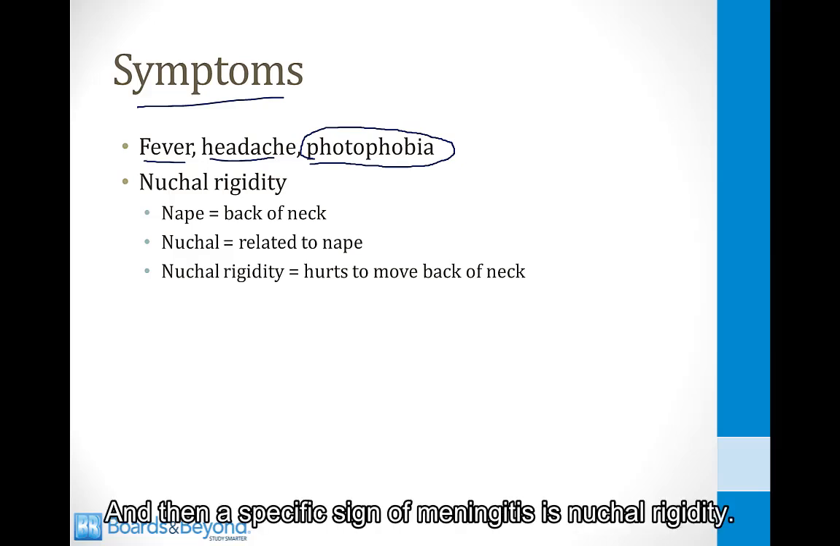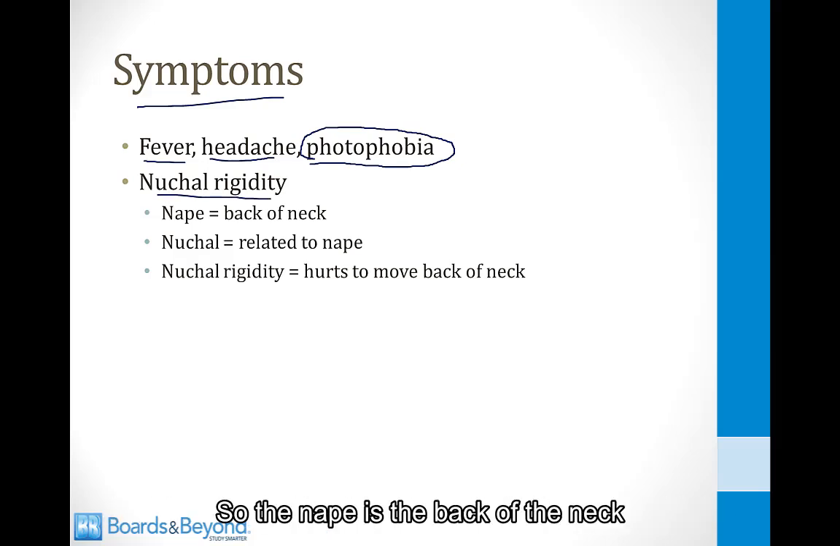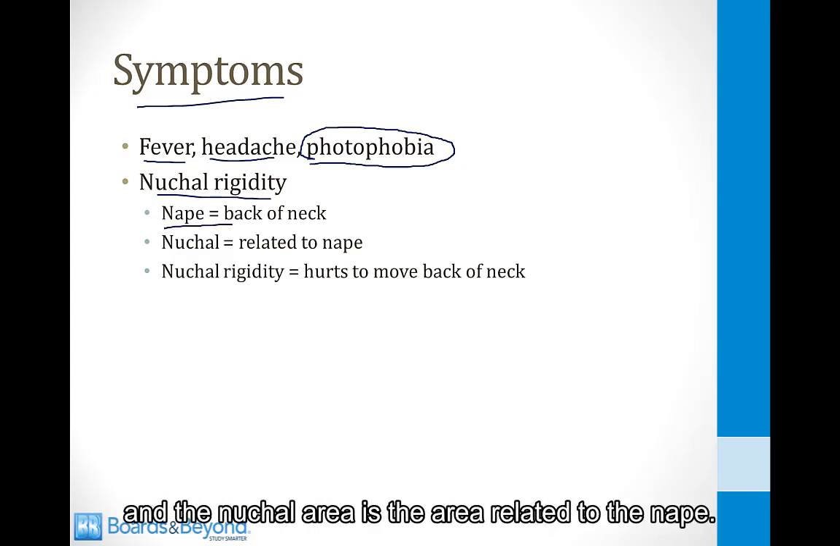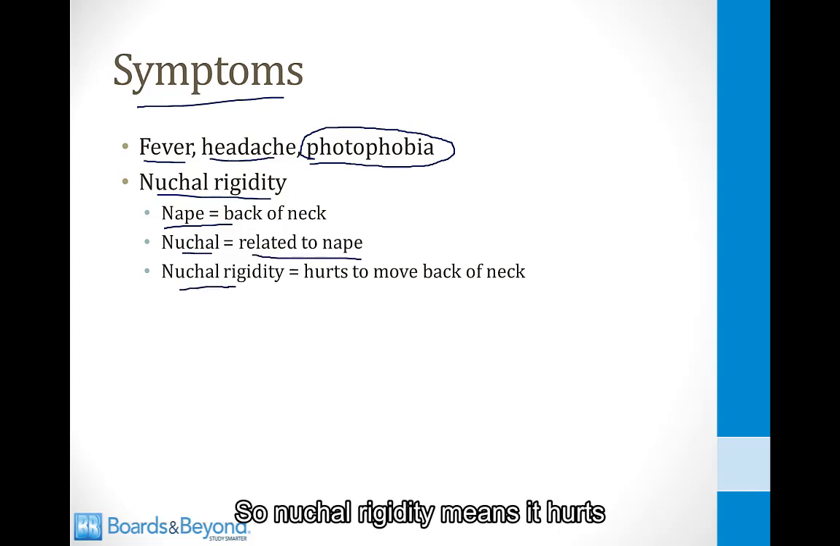And then a specific sign of meningitis is nuchal rigidity. So the nape is the back of the neck, and the nuchal area is the area related to the nape. So nuchal rigidity means it hurts to move the back of the neck.